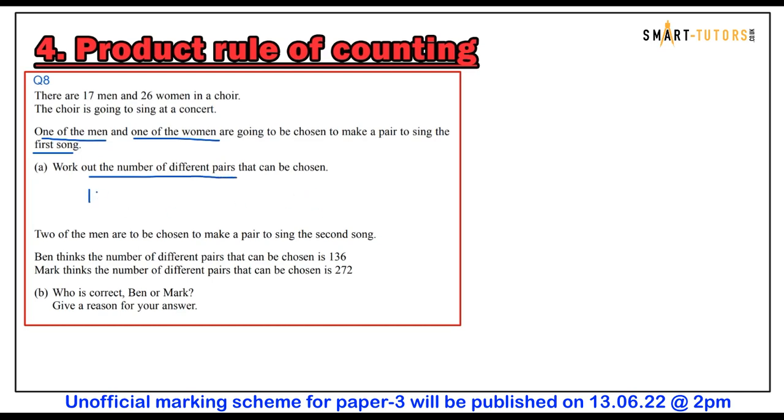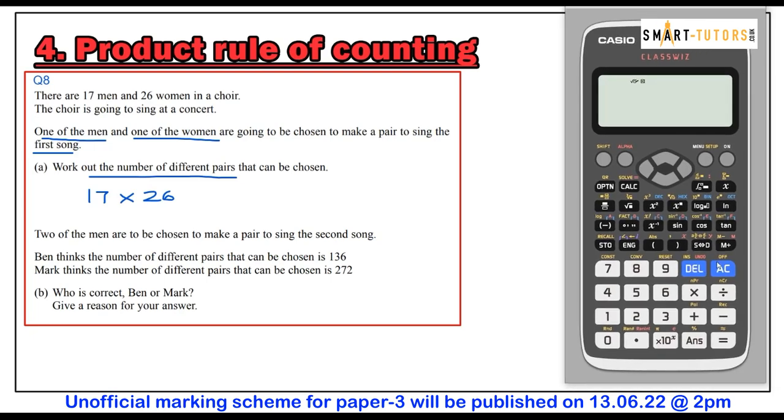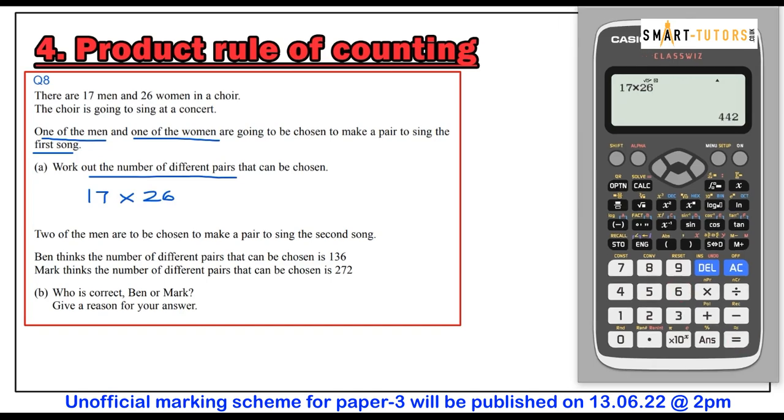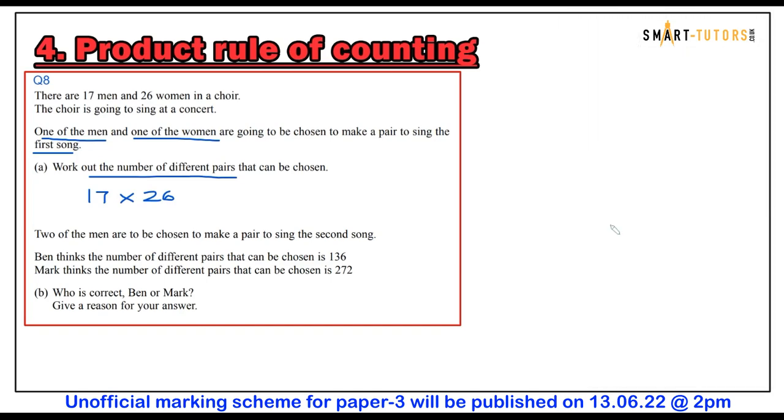So 17 possible men times 26 possible women. So there are 17 times 26 options, that is the answer. So I'm going to use my calculator. 17 times 26. So the correct answer is 442 options. So 442 pairs they can form.